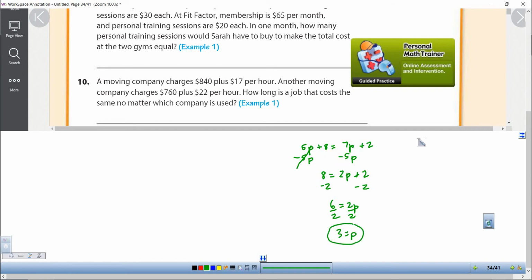So now we can go back up to our original equation and we can check it. 5 times 3 plus 8 is supposed to be equivalent to 7 times 3 plus 2. Is it? Well, 5 times 3 is 15 plus 8. 7 times 3 is 21 plus 2. 15 plus 8, 23. 21 plus 2, 23. It checks. What does that mean? That means that our answer is correct.